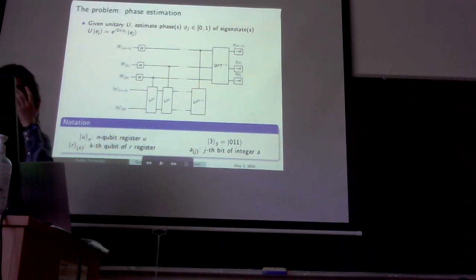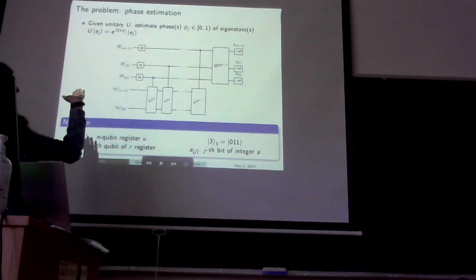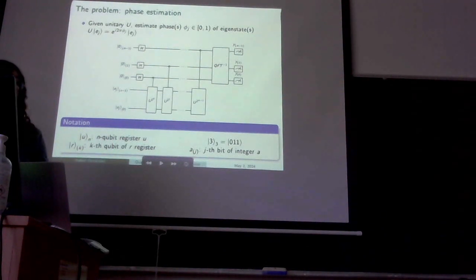The idea here is that we have a certain unitary gate of which we know its eigenstates, and since it is a unitary, the eigenstates are going to have their corresponding eigenvalues, which are just complex phases. And the goal with this algorithm is, given a certain eigenstate, to estimate its corresponding eigenphase, which again is going to be a phase between 0 and 1.